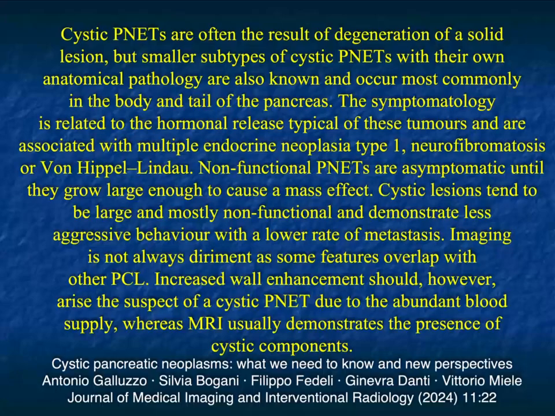Cystic neuroendocrine tumors are often the result of degeneration of a solid lesion, but smaller subtypes of cystic neuroendocrine tumors with their own anatomic pathology are also known and occur most commonly in the body and tail of the pancreas. In my experience we see a lot of lesions in the tail, but they can be anywhere from head to body to tail. These are often associated with syndromes like MEN1, neurofibromatosis, or von Hippel-Lindau. Non-functioning neuroendocrine tumors are asymptomatic until they grow large enough to have mass effect.